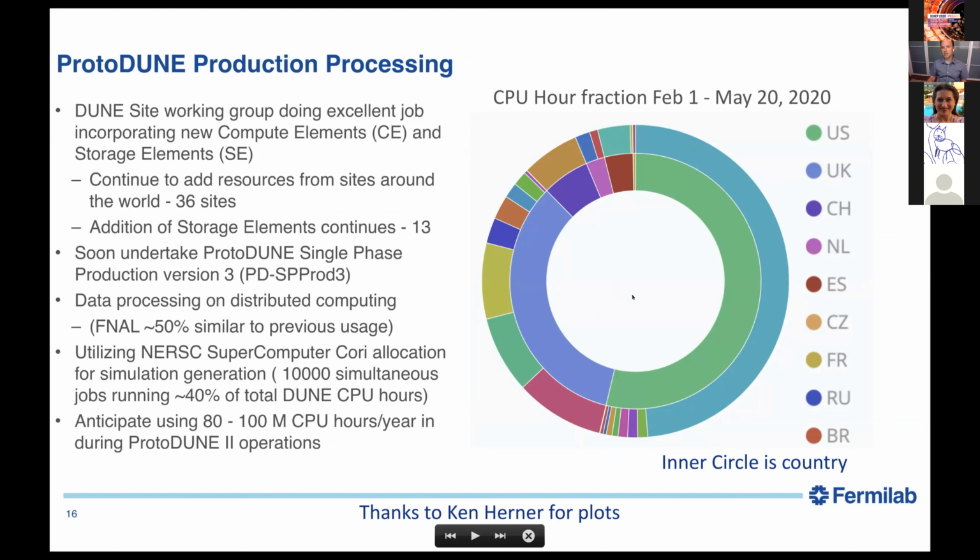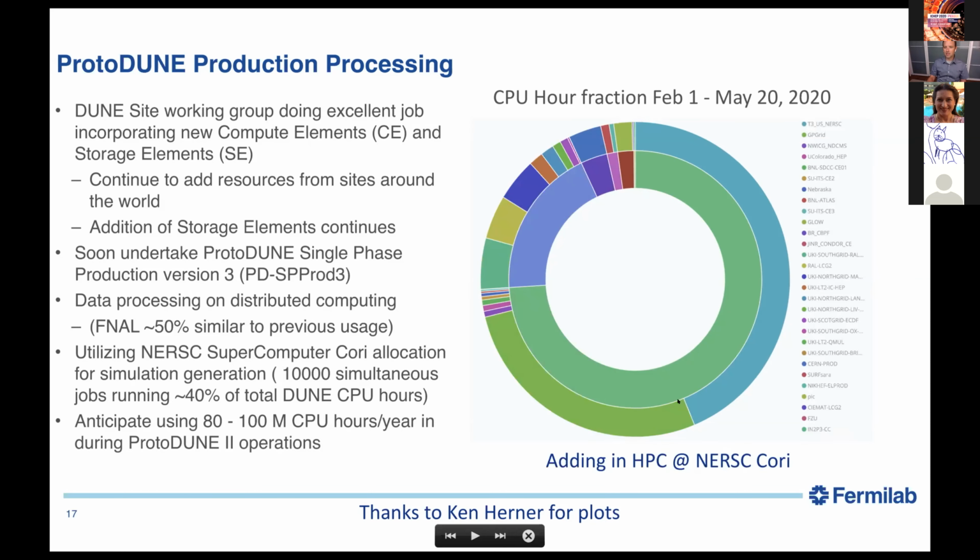On the right, you can see the distribution of hours of processing that we have. The inner circle is country. So the US, UK, Czechoslovakia, Netherlands, Spain, Switzerland, France, Russia, and Brazil are all contributing. Right now, it's a 50-50 split. We want to improve that again to 25%, 75%, but we feel that we're on the way there. Right now, we're just dominated by the fact that Fermilab is providing so many resources that there isn't enough outward bound pressure. At the same time, we've also been utilizing the NERSC supercomputing allocation for running our simulations.